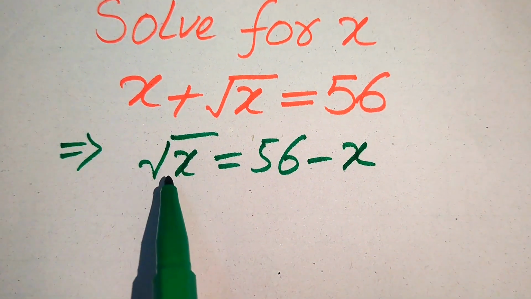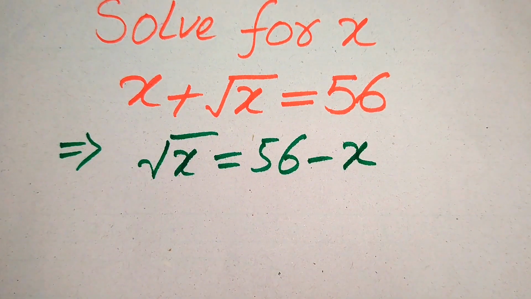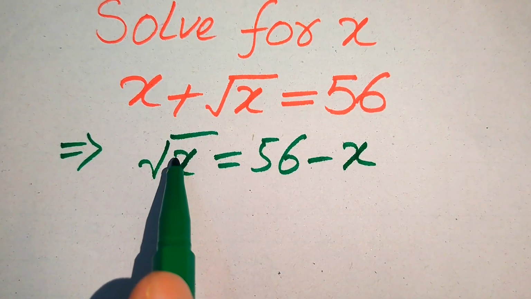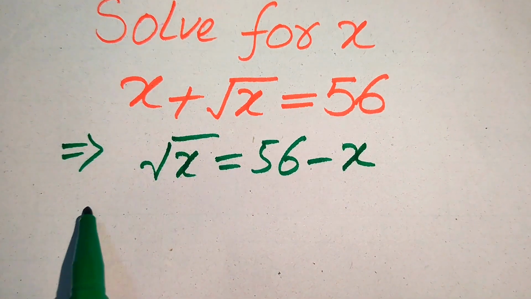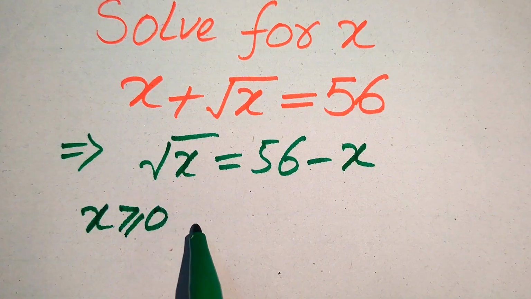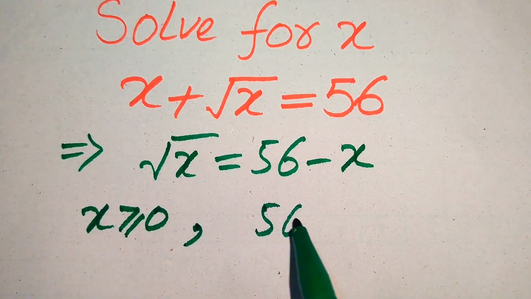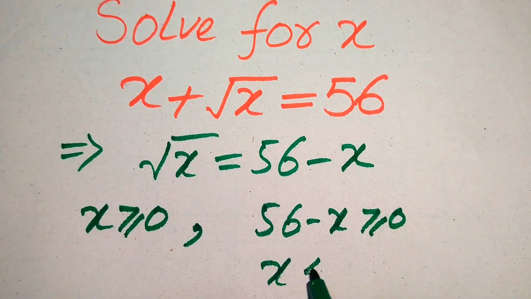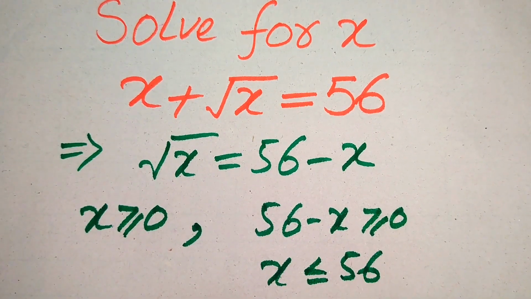So for this, because we solve this problem for only real roots or real values of x, the variable inside the square root must be greater than or equal to 0, and the right hand side also must be greater than or equal to 0. So from here you see that our x is less than or equal to 56.